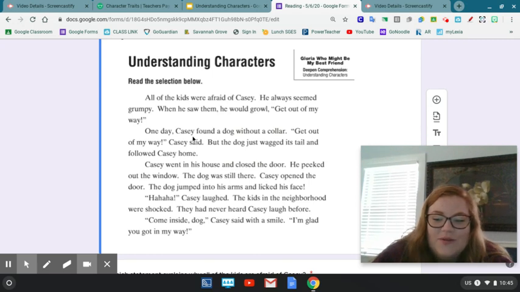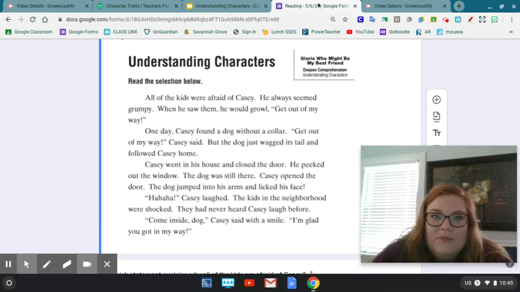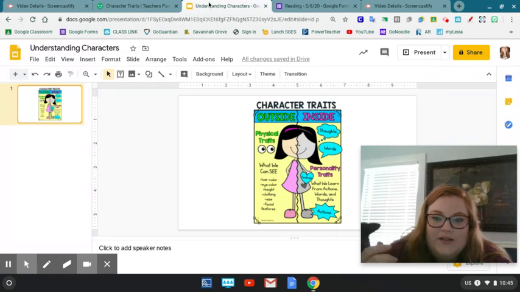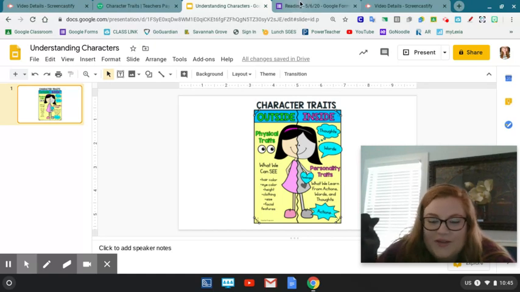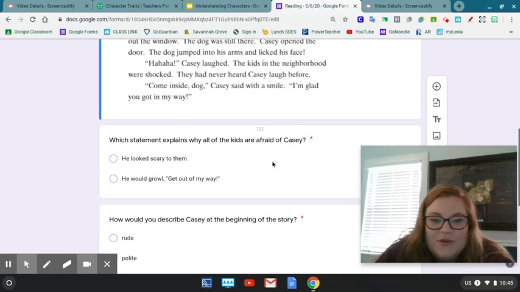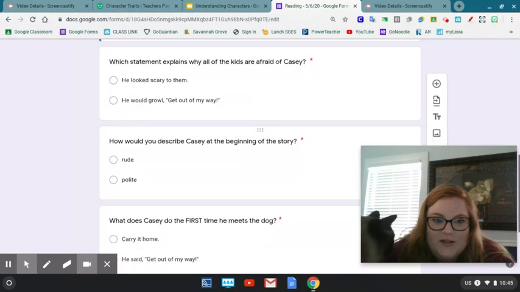So at the beginning of the story, Casey felt a certain way or acted a certain way, and then at the end of the story, it started to change. So remember to definitely look at his thoughts, his words, and his actions to determine what kind of character Casey was at the beginning of the story and towards the end, because there are some questions about that.